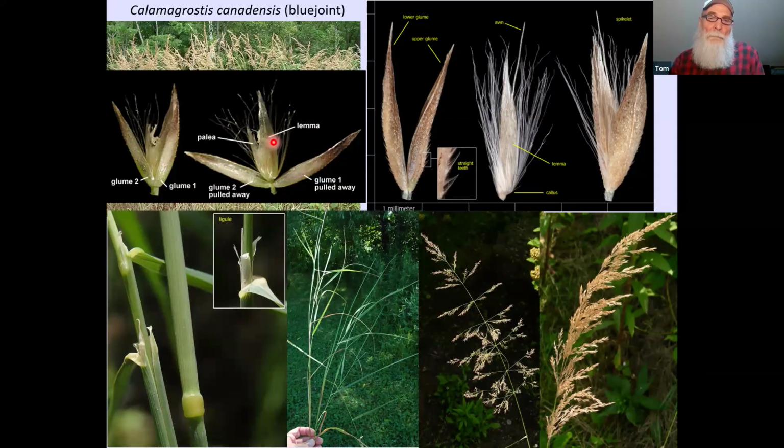Oh, one more slide, one more picture to show you, another picture of blue joint. Here everything's intact with the glumes and a single floret. And in this one, the glumes have been pulled back. You can see the floret. Again, we can't see quite as well, but here are those hairs. You can't see them as well in this picture, probably because of the lighting, but you can see some of the hairs here and some of the hairs right here.